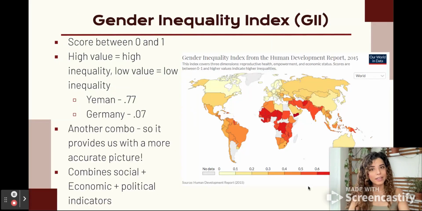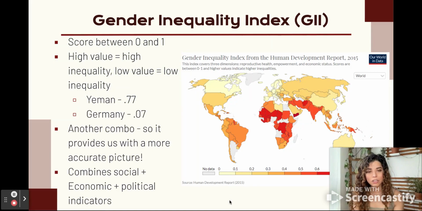The Gender Inequality Index, this is also a score between 0 and 1. High value means high levels of inequality. A lower number means low inequality. So, for instance, Yemen, which has had so much internal conflict in more recent years, they are at 0.77, whereas Germany is at 0.07. So Germany has less inequality or more equality in terms of gender, whereas Yemen has a lot more inequality.